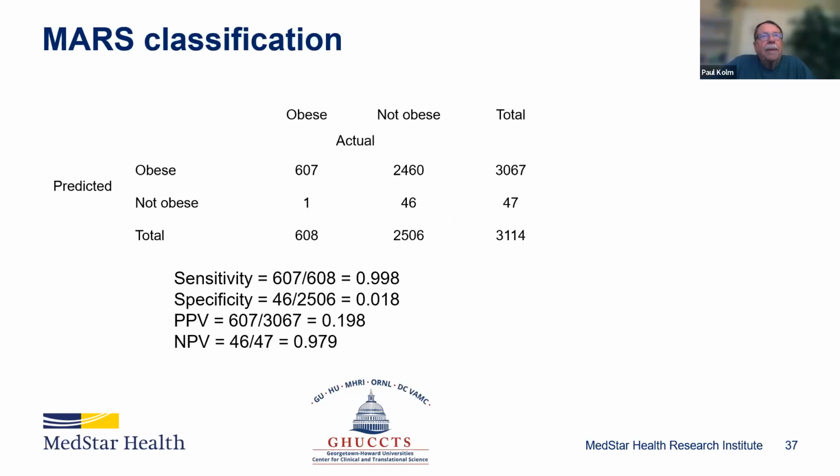So even though our MARS classification is doing really great in terms of sensitivity, it's not doing so great in terms of positive predictive values. Using the model, we wouldn't be able to predict in another sample very well.